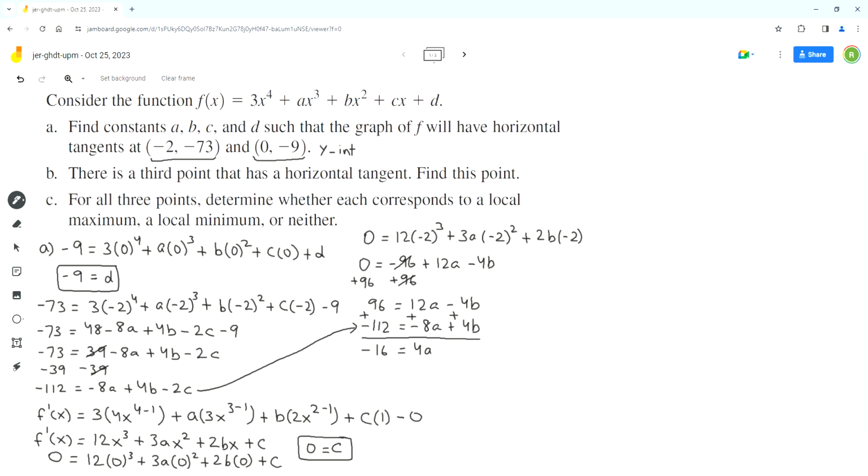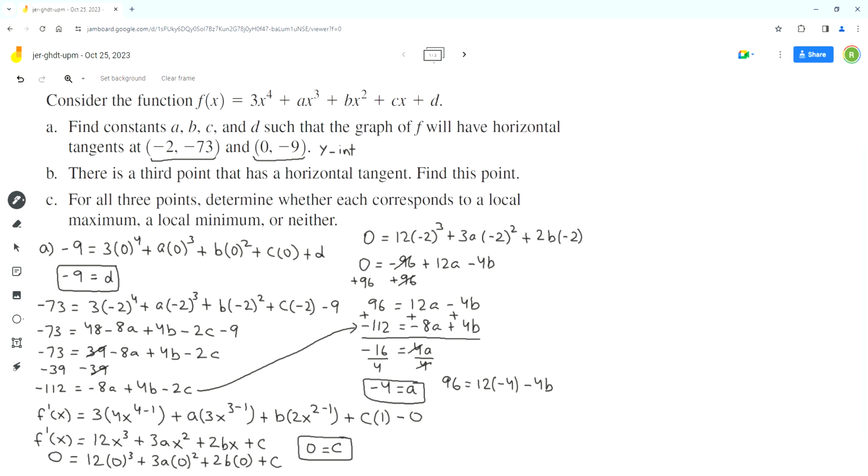Now we can isolate a, so we should divide both sides by 4. So the 4's on the right side will get cancelled out, and negative 16 over 4 is equal to negative 4. So that means the final answer for the value of a is negative 4. Now we can find the value of b, and for that we can sub in the value of a into one of these two equations. So we can use the first equation. So as per the first equation, 96 equals 12 times, so we sub in a as negative 4, minus 4b.